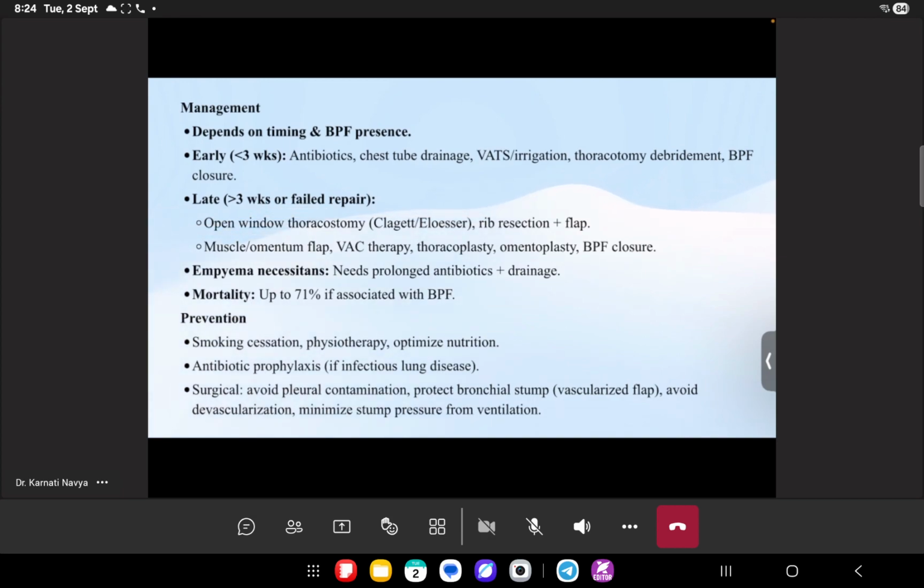Prevention strategies: smoking cessation in the preoperative period, physiotherapy, optimize the nutrition, proper antibiotic prophylaxis if infectious lung disease is considered. In terms of surgical view, avoid the pleural contamination, protect the bronchial stump, which is by a vascularized flap, avoid devascularization, which is by excessive dissection around the bronchus, and minimize the stump pressure, which is from the ventilation.